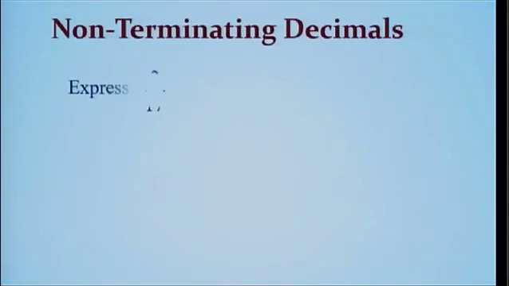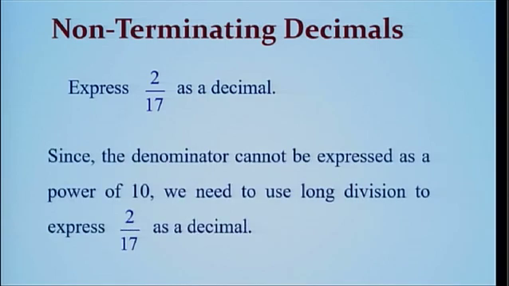Non-terminating decimal numbers. Okay, we have seen that terminating decimal numbers are those numbers where we can count the number of digits after the decimal point. Non-terminating decimal means we cannot count the number of digits after the decimal point. First, let's express 2/17 as a decimal number. Remember, this is something that you learned in grade 7. But since the denominator cannot be expressed as powers of 10, we must proceed with a long division so as to write 2/17 as a decimal number. Let's do it together.